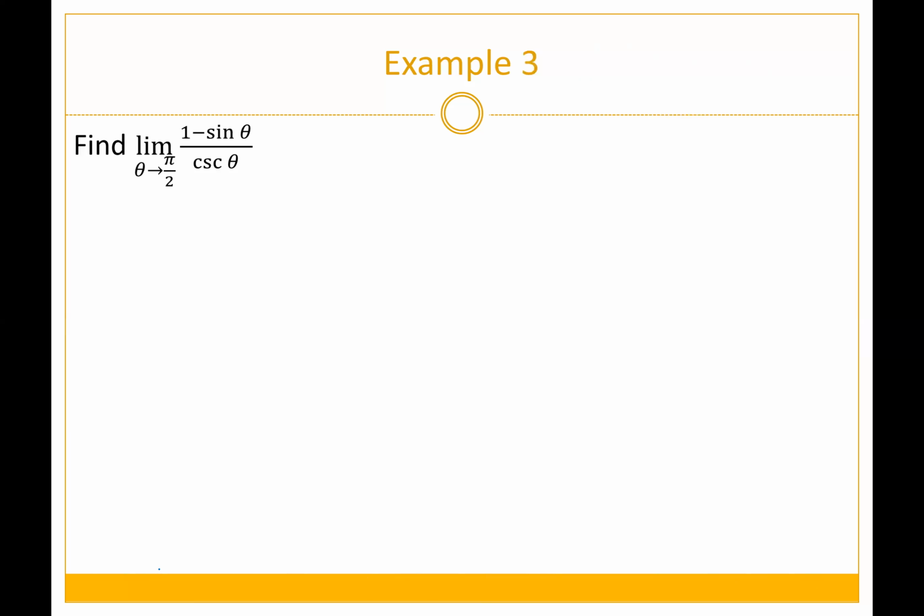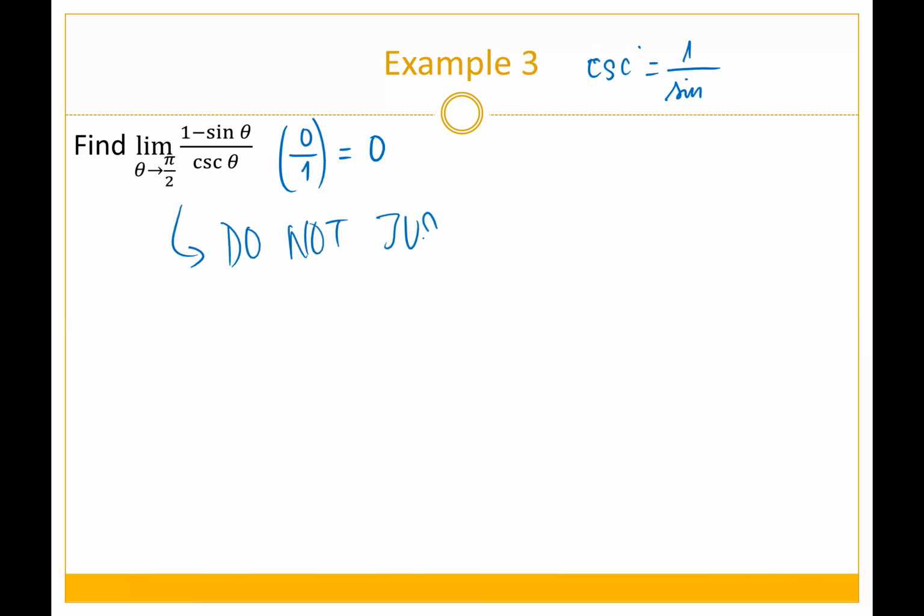So when you plug in theta equal to pi over 2, you're going to have 1 minus sine of pi over 2. Sine of pi over 2 is 1, so 1 minus 1 is 0. In the denominator, cosecant of pi over 2. Note that cosecant is equal to 1 over sine. Sine of pi over 2 is 1, and 1 over 1 is just 1. So 0 over 1, and this entire thing is just going to equal 0. The note here is that you should not just use the L'Hopital rule blindly.